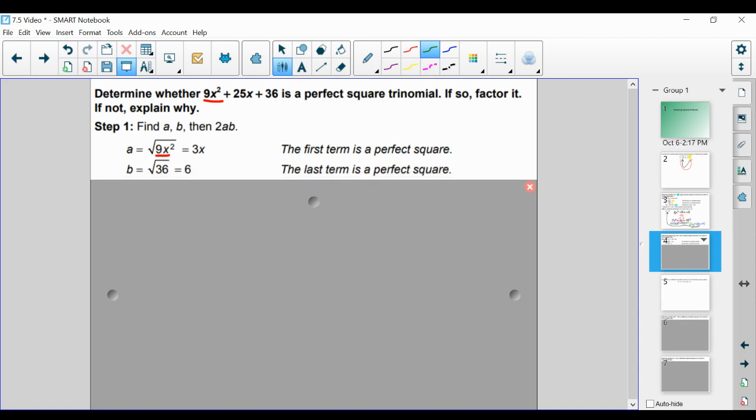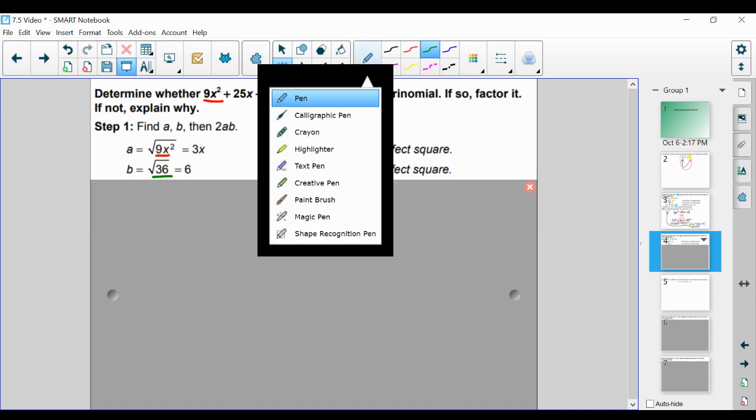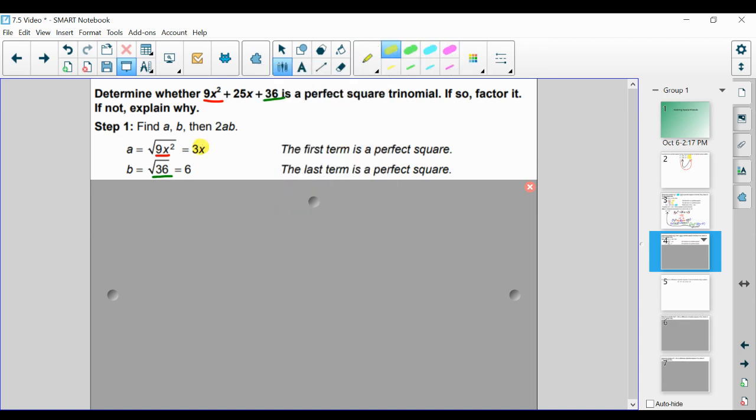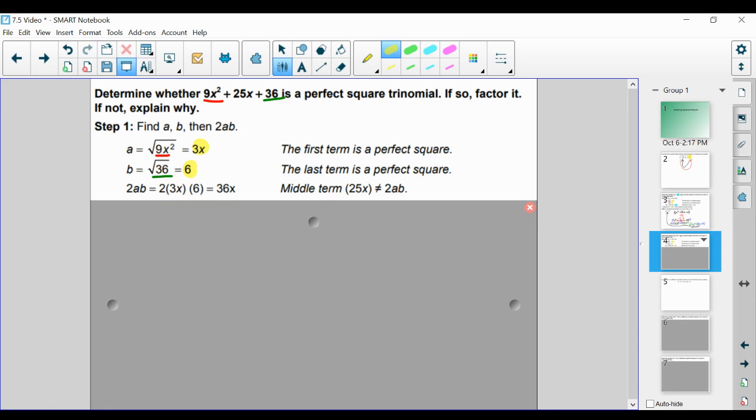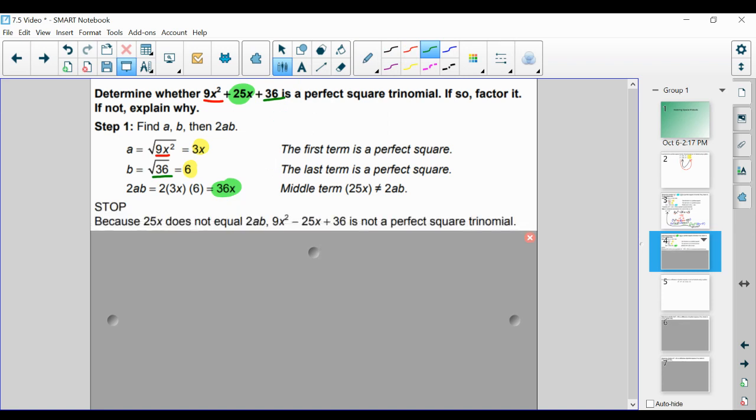We're then going to look at that second term, the c term, and we figure out that 36 is a perfect square because the square root of 36 is 6. But now we're going to find the product of 3x and 6, which is 18x, and now we have to double it. 18x times 2 is 36x, which is not the middle term. We end up with 36x. That's not what we have in the middle, which means that we are going to stop because this is not a perfect square trinomial. That should be a plus sign, typo.